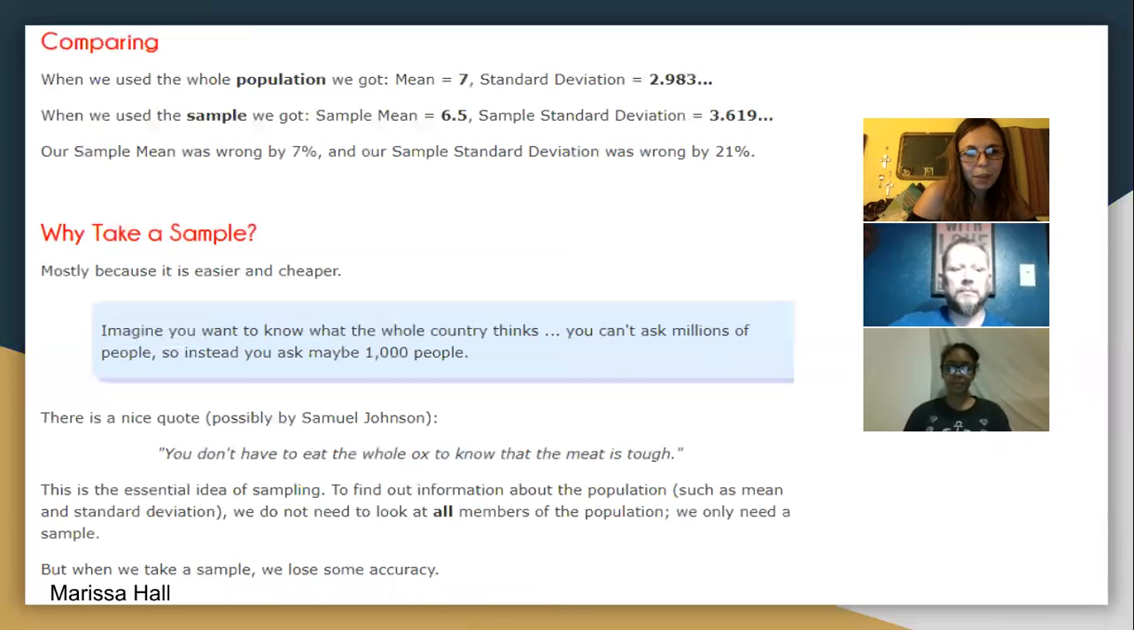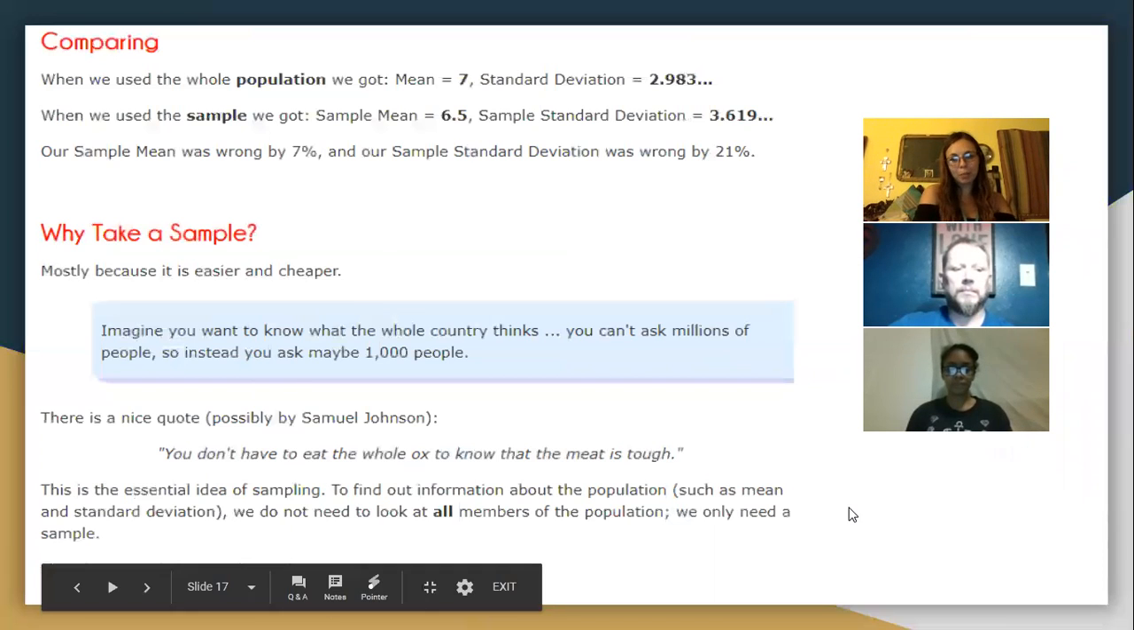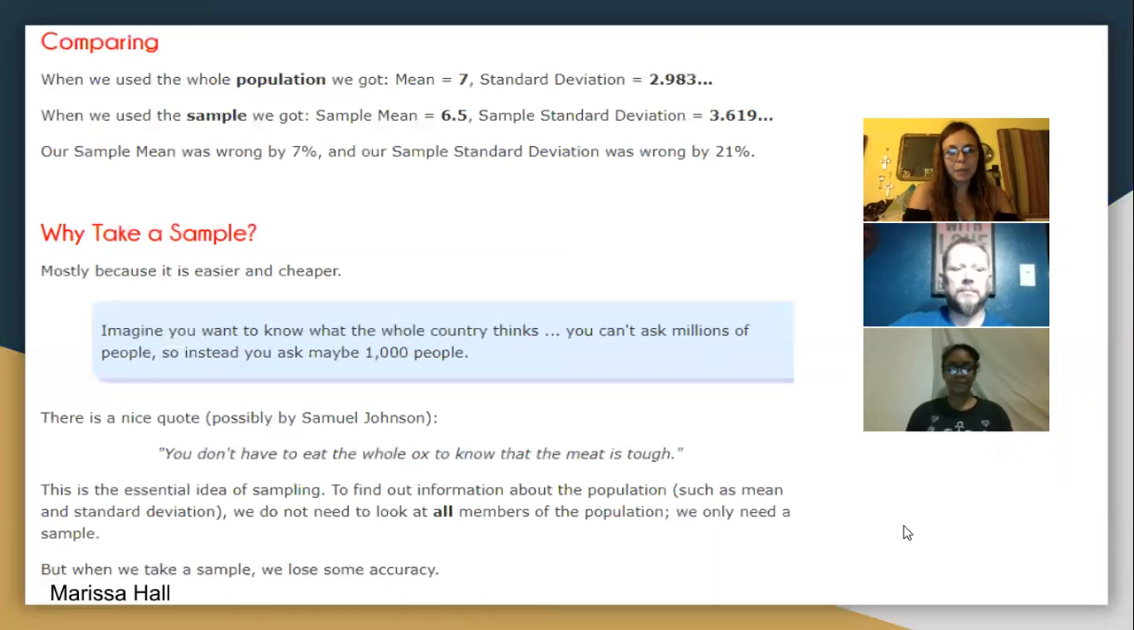And there's a nice little quote here. You don't have to eat the whole ox to know that the meat is tough. So sometimes you just need a little sample of something. This is the essential idea of sampling, to find out all the information about the population, such as mean and standard deviation. We do not need to look at all members of the population. We only need a sample. But sometimes when we take a sample, we lose some accuracy.